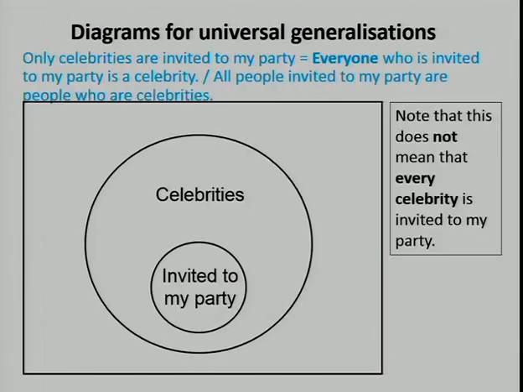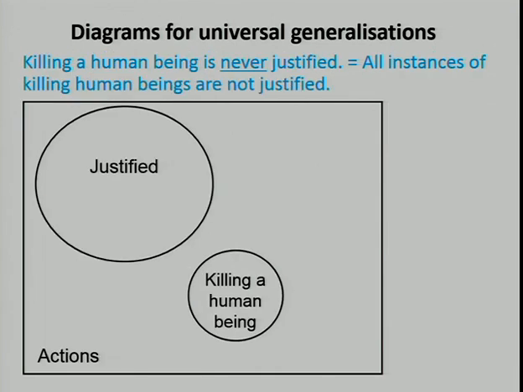And we can reword this to get it into a statement that sounds more like a universal generalization, into that standard form. So everyone who is invited, or all people who are invited to the party, are people who are celebrities, which is a bit clunky, but that's the kind of strategy we'll be using for the more complex cases.